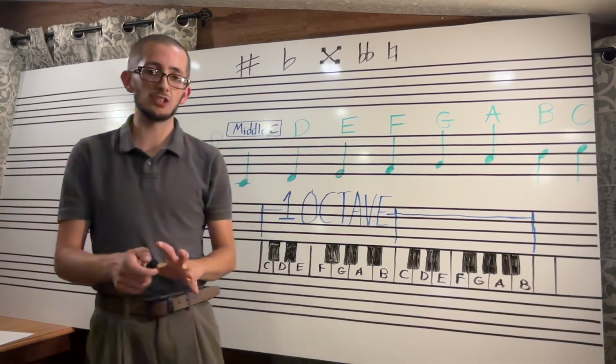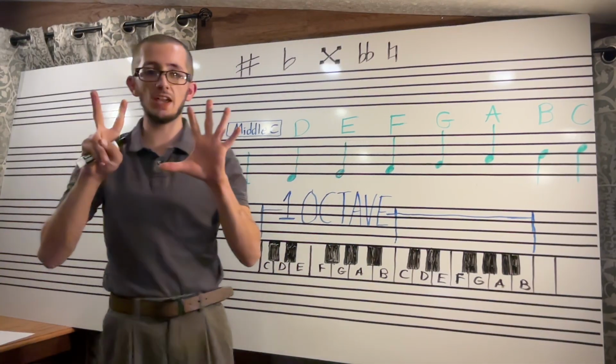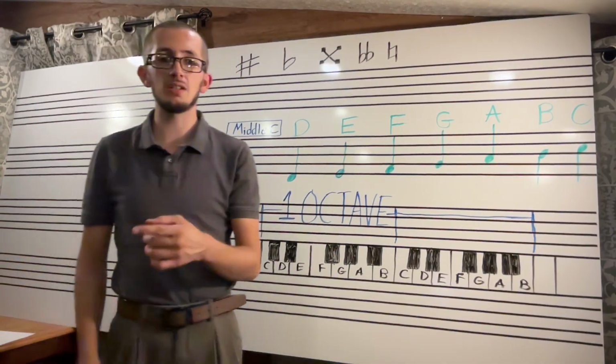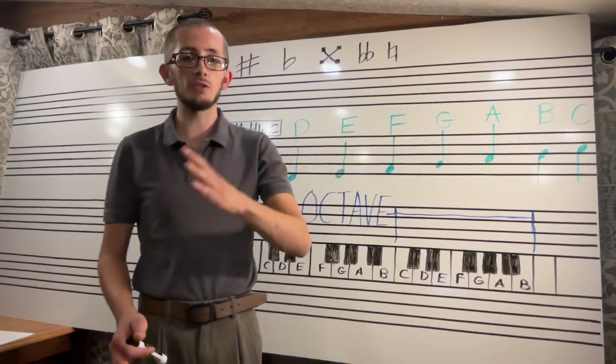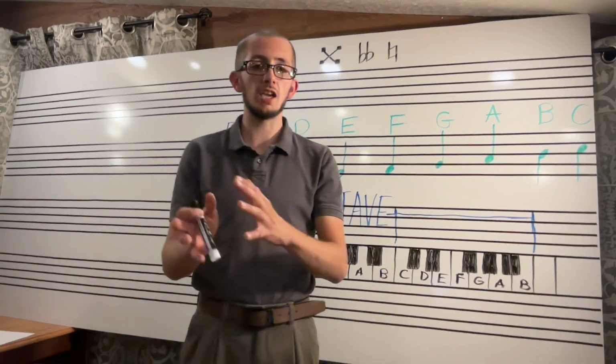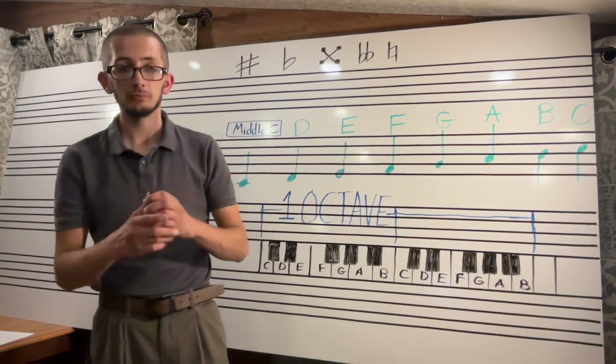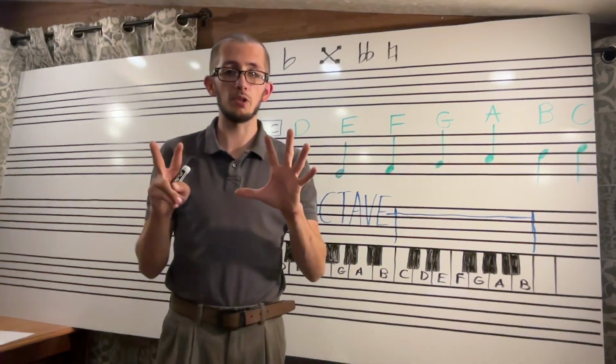In the previous lesson, we had talked about how there are 7 letter names that belong to music, and that is A, B, C, D, E, F, and G, and that once you get to G, the cycle continues, and it goes A, B, C, D, E, F, G, A, B, C, D, E, F, and G. There are only 7 letter names that we use.